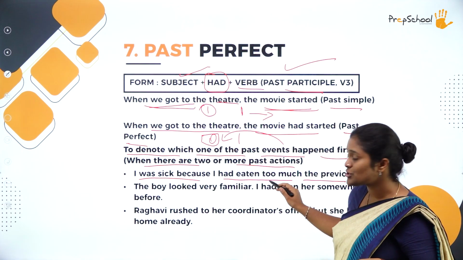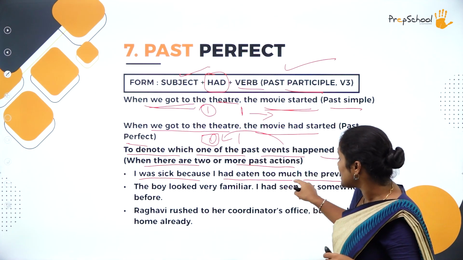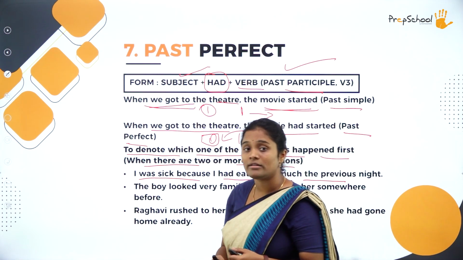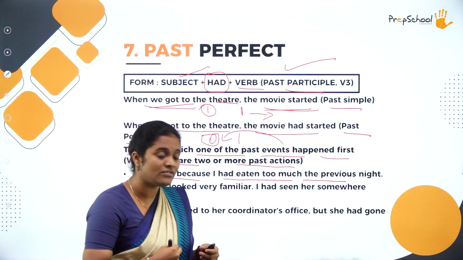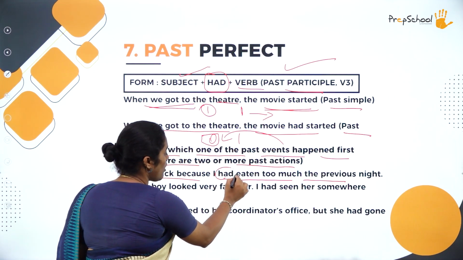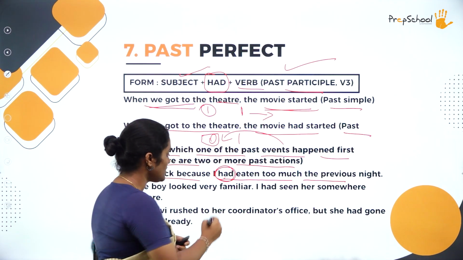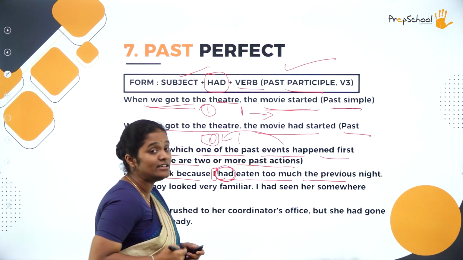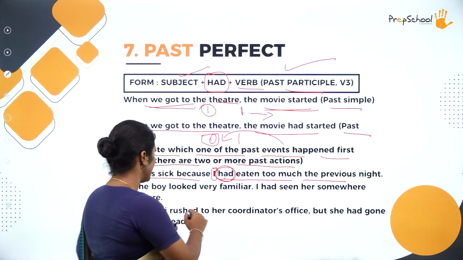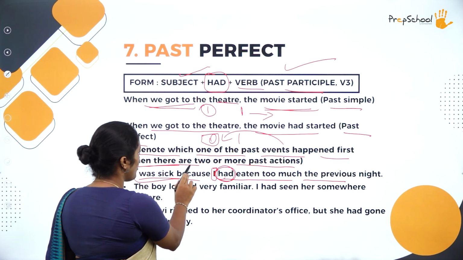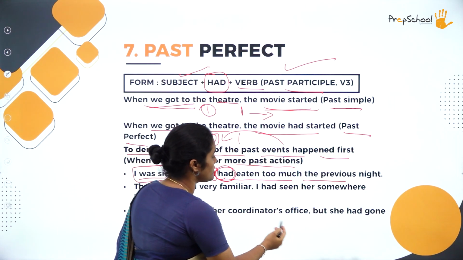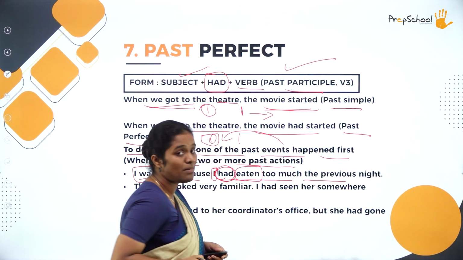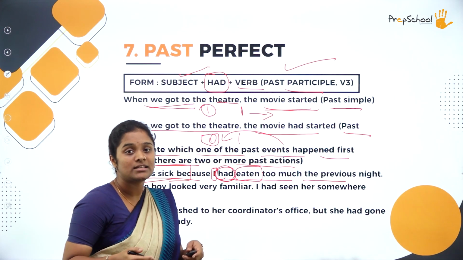Now which one of the actions happened first? Since I had eaten too much or unhealthy the previous night, that has happened first. And whatever has happened first will be in this had format. Subject, I had eaten too much. And hence, because of that, there's another past thing that has happened. I was sick. Past simple. Next, look at the second one and you also see eaten. Past participle. Right? Eat, ate, eaten.